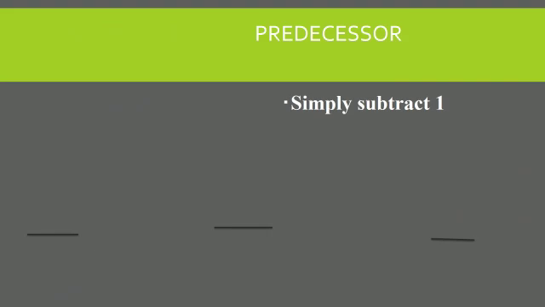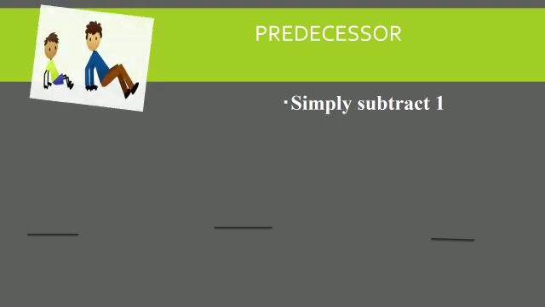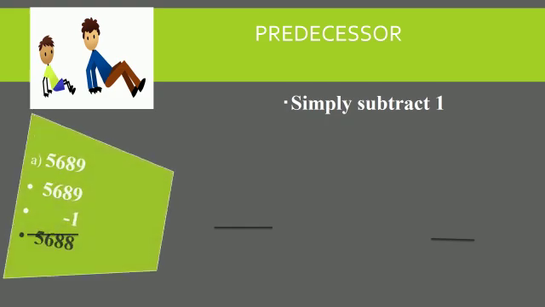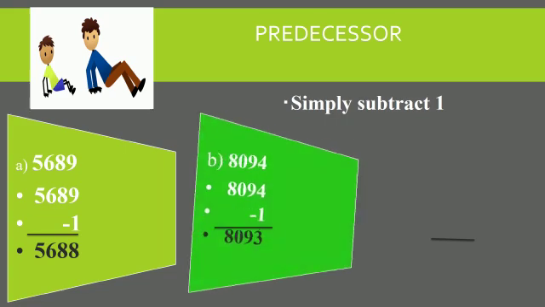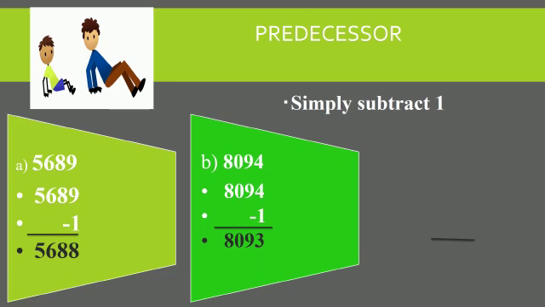Now we learnt what is a predecessor. A predecessor simply means you subtract 1 from the number. Let's take the first example. We have 5689. You subtract 1, it becomes 5688. We take another example, 8094. When you subtract 1, it becomes 8093.